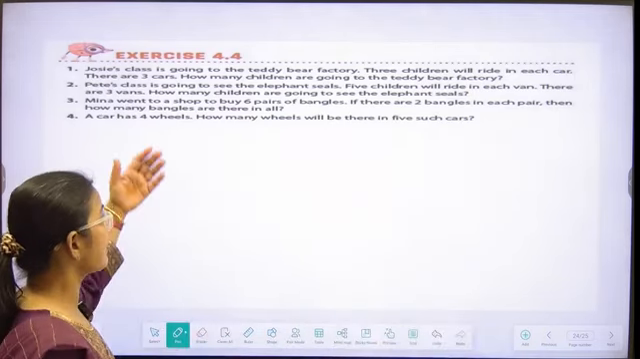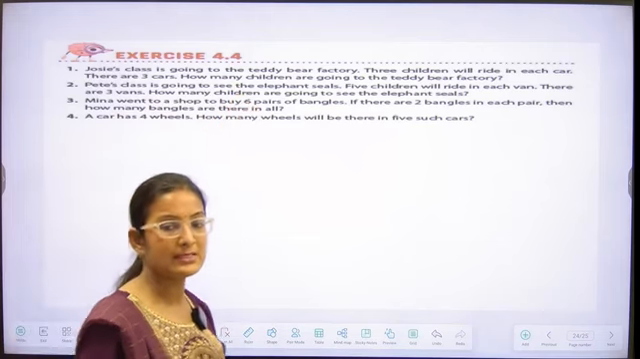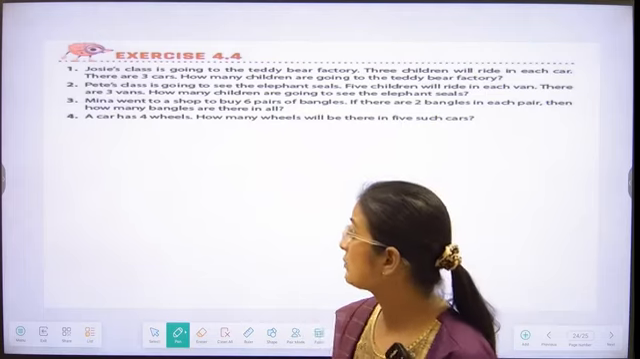Now we are going to start our next exercise, exercise 4.4. In this exercise, what we have seen, we are having a word problem, student. Let's do the first one.